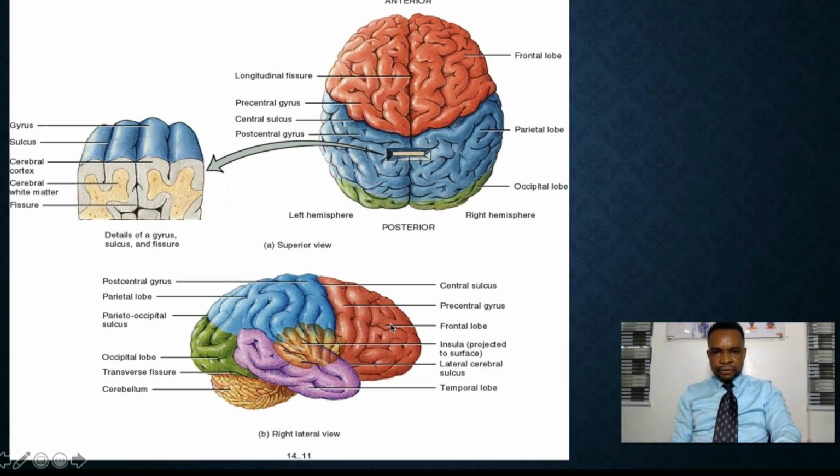You can see from the structure here, the one that is in front here is the frontal lobe. The one at the back here is the occipital lobe. The one on top with a blue painting is the parietal lobe. And then we have the purple here as the temporal lobes of the brain.